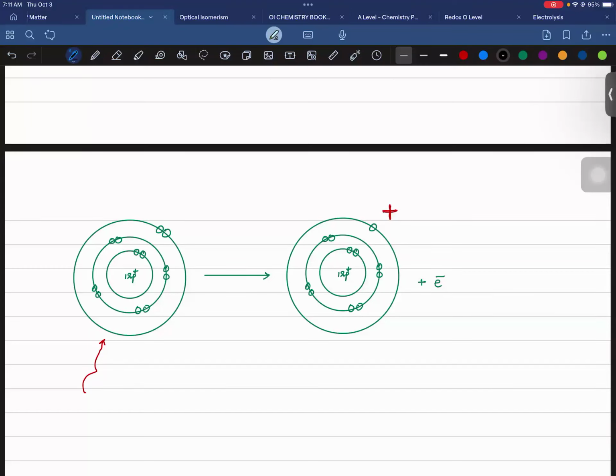Yes. Sir, it's when the inner electrons shield the outer electrons from the protons. Exactly. Basically, the shielding is the repulsion between electrons.